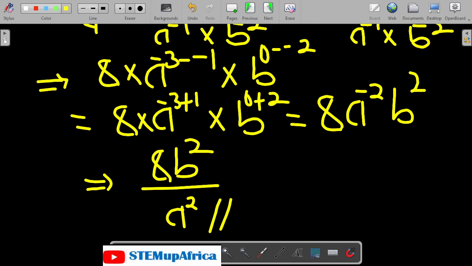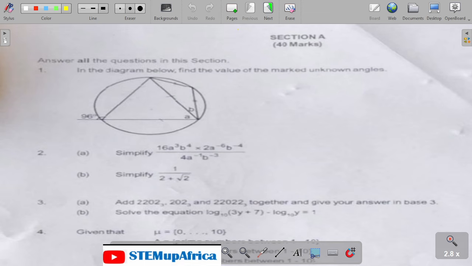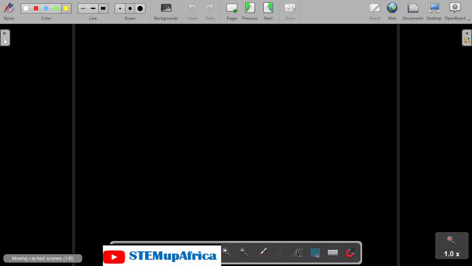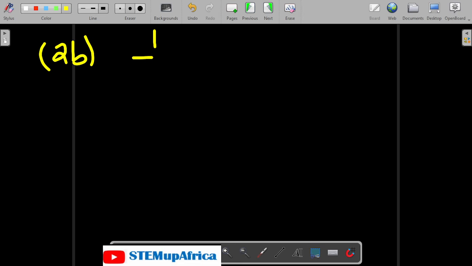So let's go to 2b. Let's see what we have. In 2b, we are asked to simplify. What we have there is a surd. We are asked to simplify 1 over 2 plus root 2.